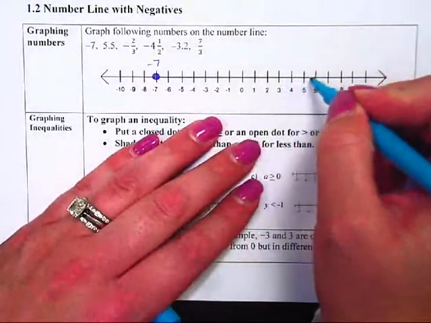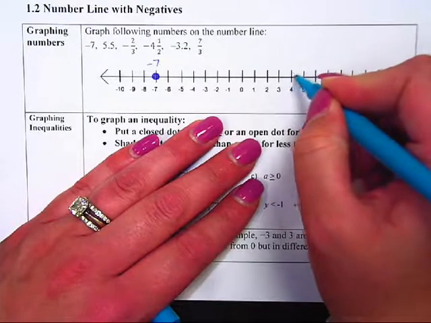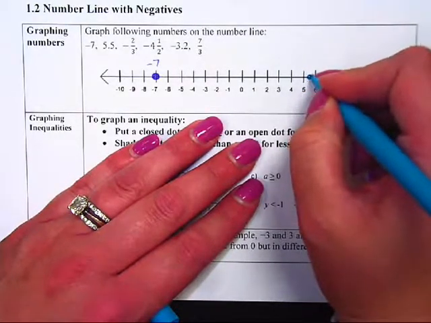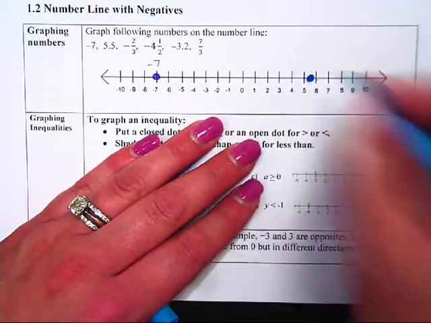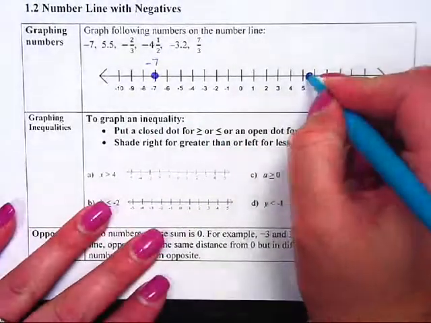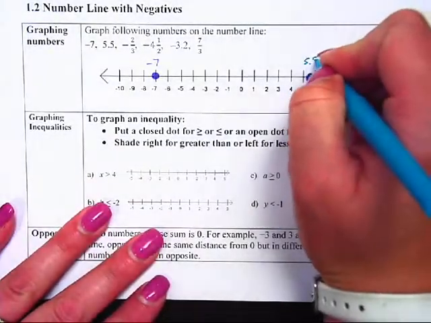All right, 5.5. So I'm going to the positive side this time, between 5 and 6. So this would be 4, 4.5, 5, 5.5, which is halfway between 5 and 6. I'm going to put a nice dot on there. Please, no X's, and on my number line so I know for sure where you're marking. And we're going to label this 5.5.